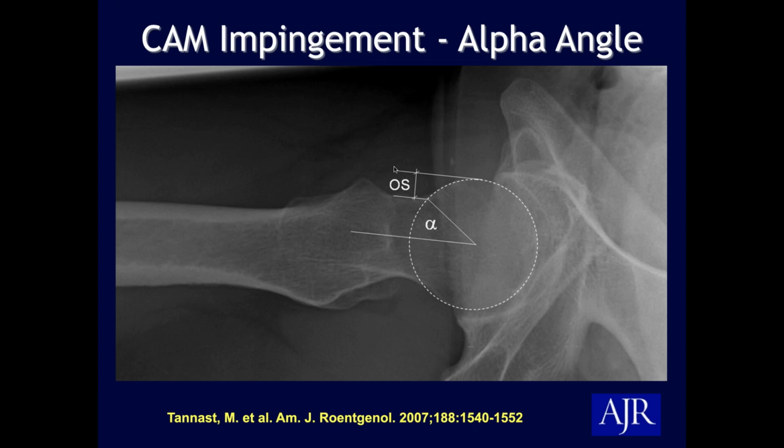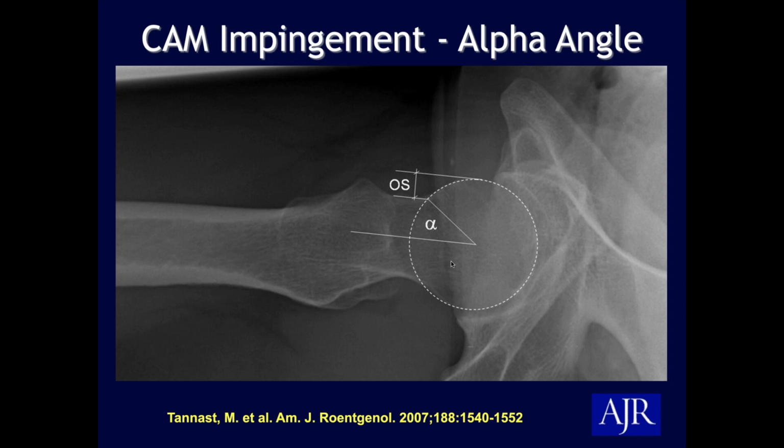Now, the alpha angle was originally described on X-ray based technologies, where you basically have the femoral head, you draw a line right down through the middle of the neck, you go to the center of the femoral head, then you draw a circle around the femoral head, see where the bone and the circle of the femoral head intersect, and then measure this angle, and that's called the alpha angle.